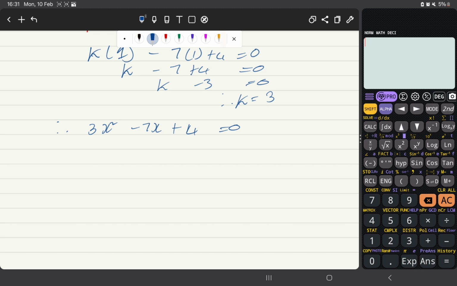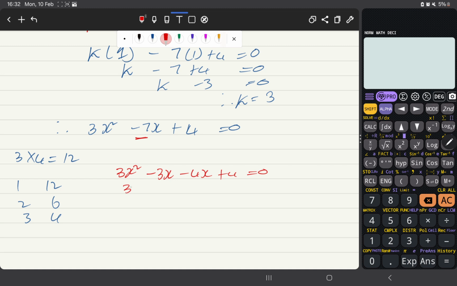So it's just me trying to factorize this whole thing. I multiply 3 and 4. 3 multiplied by 4, that is 12. Factors of 12 are 1 and 12, 2 and 6, 3 and 4, and it's only 3 and 4 that can give me 7, if both of them are negative. So that means I'll go with the red. I'm going to have 3x squared minus 3x minus 4x plus 4 equals to 0.